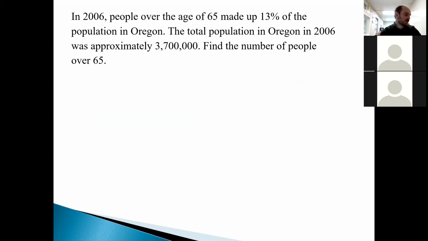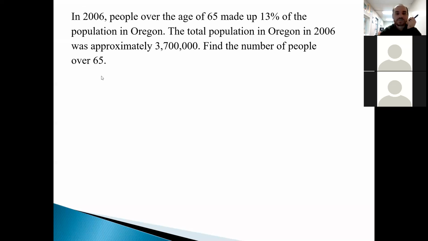All right, so the last one is a word problem. This is a little bit more complicated. It says, in 2006, people over the age of 65 made up 13% of the population in Oregon. The total population in Oregon in 2006 was approximately 3,700,000. Find the number of people over 65.